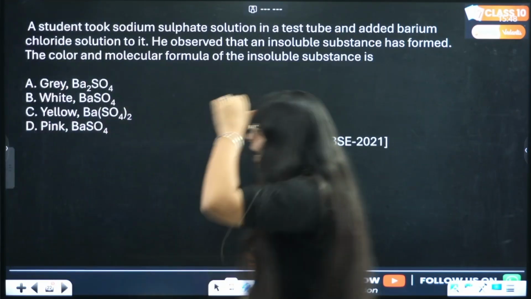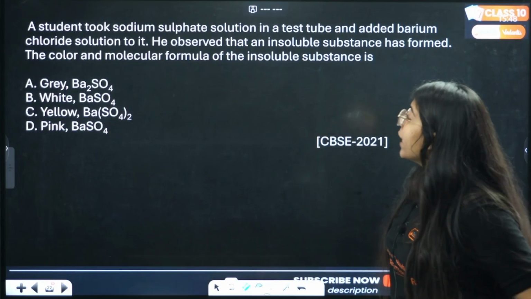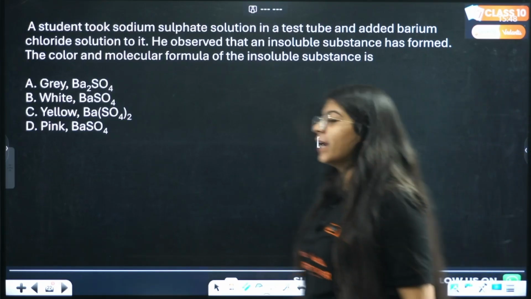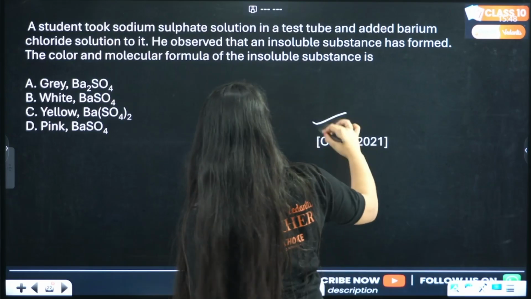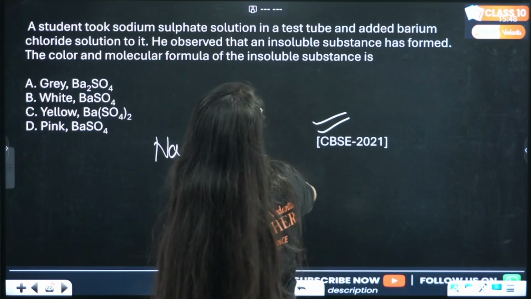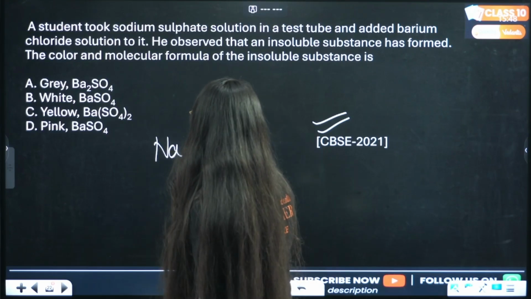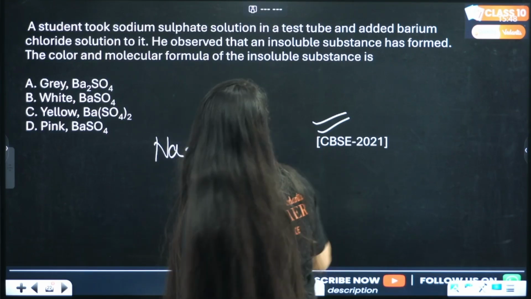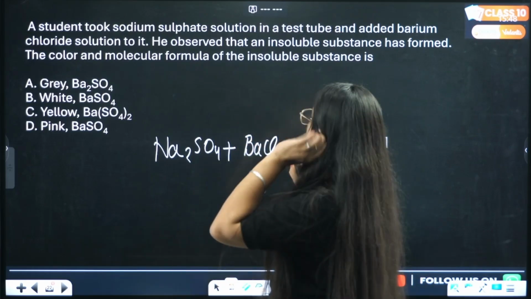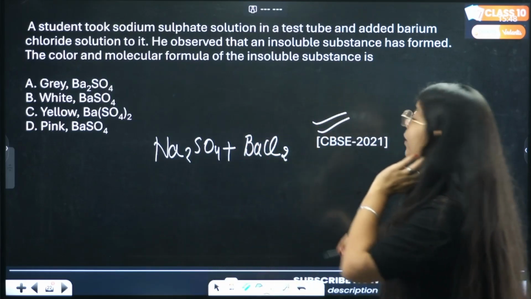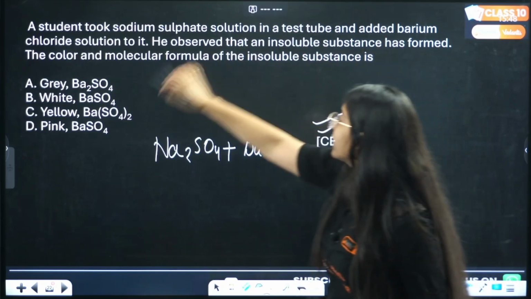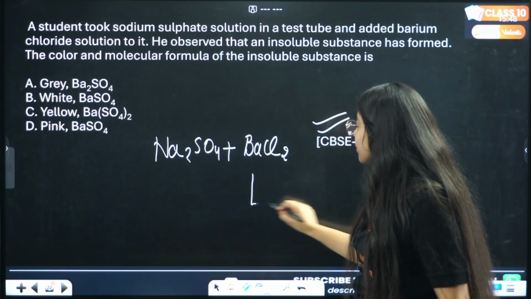Okay. This is the last question. A student took sodium sulfate solution in a test tube and added barium chloride. The very famous question came in CBSE 2021 again. The student took sodium sulfate, Na2SO4, plus barium chloride, BaCl2, and he observed that an insoluble substance, that means precipitation, has formed, and the color and the molecular formula of the insoluble substance is.